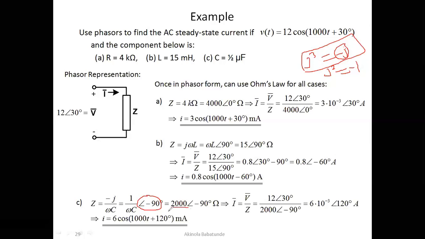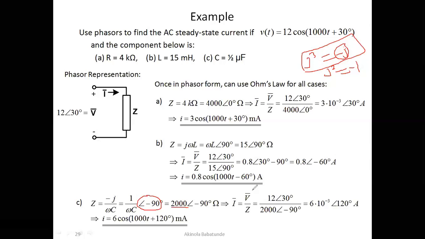Okay, so you can practice that at home to be sure what is going on here. So it becomes 2000 with the phase angle of minus 90 degrees. Again, our I will be equal to V over Z, as we discussed. So we know our V to be 12 with the phase angle of 30 degrees divided by our impedance, which is now 2000 with a phase angle of minus 90 degrees in the case of the capacitive circuit.